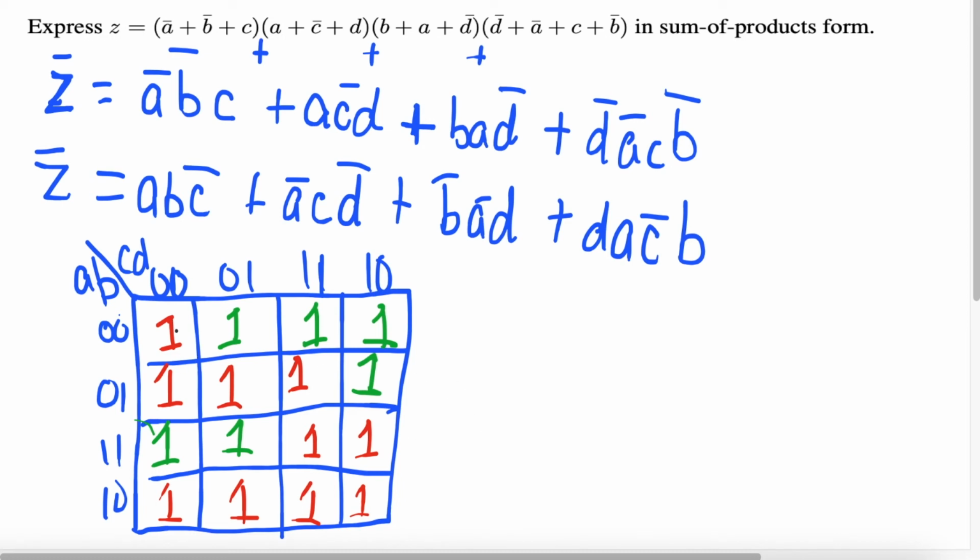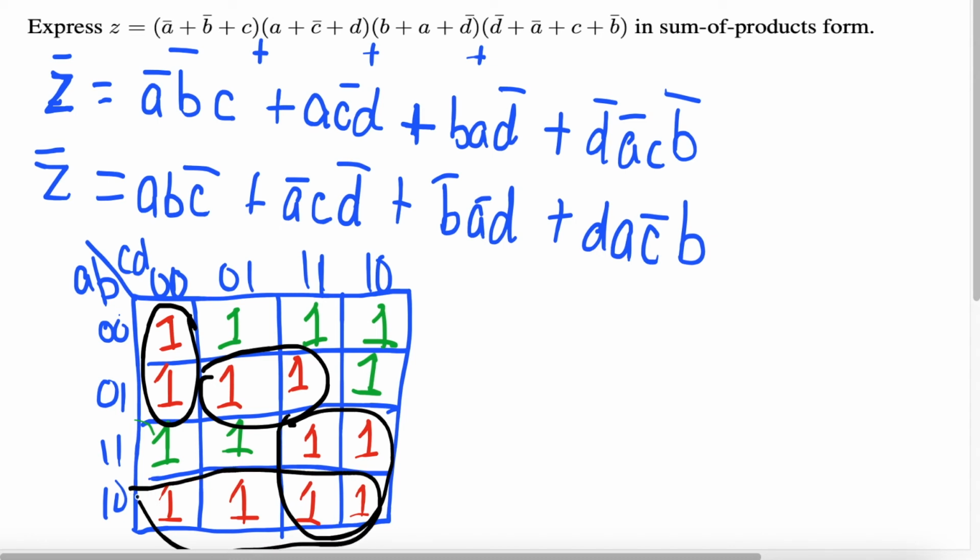So if we start off, we can circle these two squares in the top. We can circle these two squares in the middle. 4 squares over here. And then we can circle the 4 squares at the bottom row, as we always want to circle the most squares possible, right?